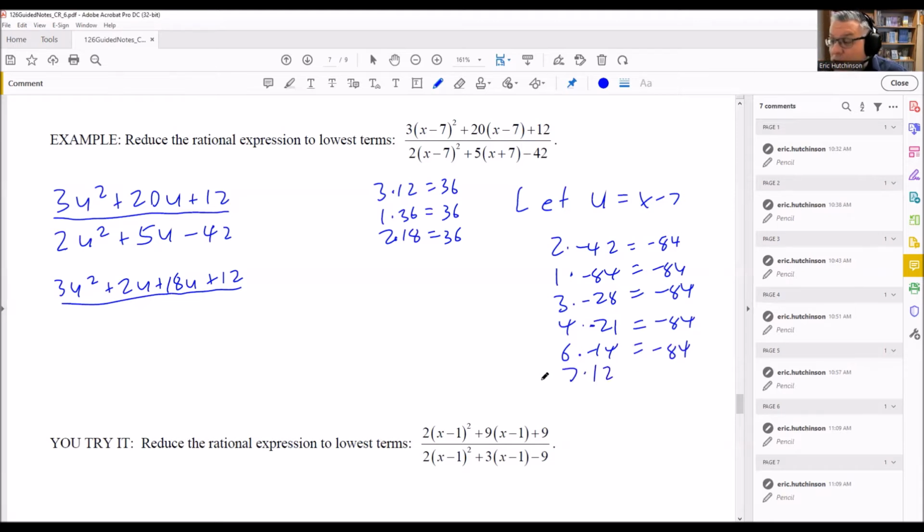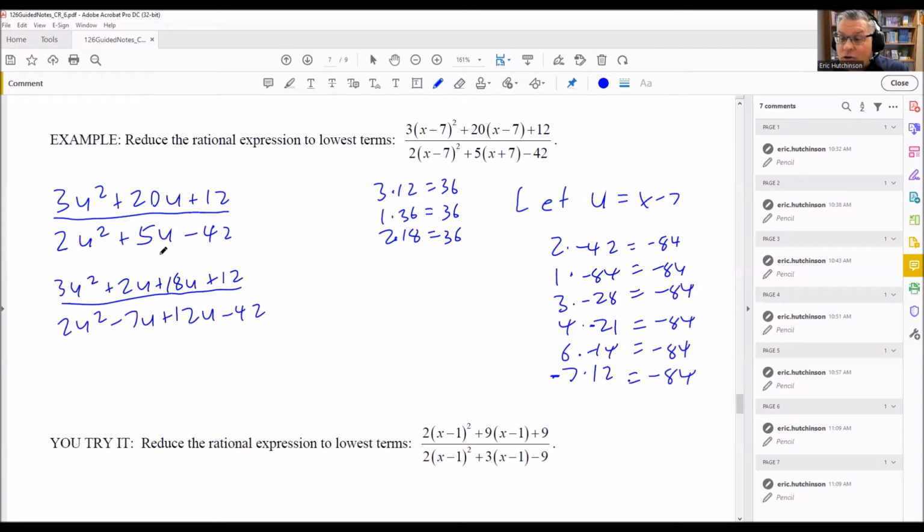That is actually a combination that allows us to get a 5. None of the other ones did, even if we switch the negatives. But with this one, if we make the first one negative, then negative 7 times 12 is negative 84, and they add together to be 5. So on the bottom, I'm going to rewrite this with the negative first: negative 7u plus 12u, and then minus 42.